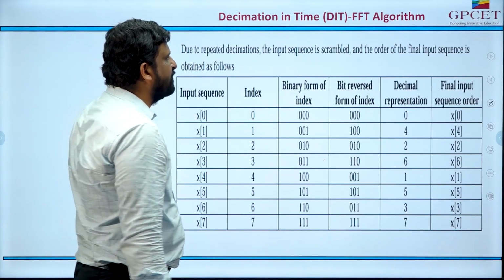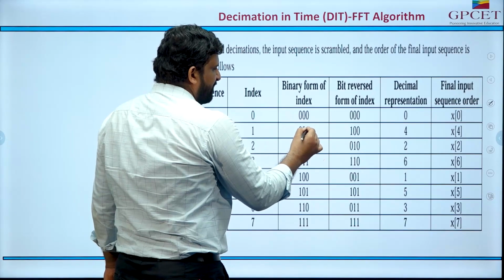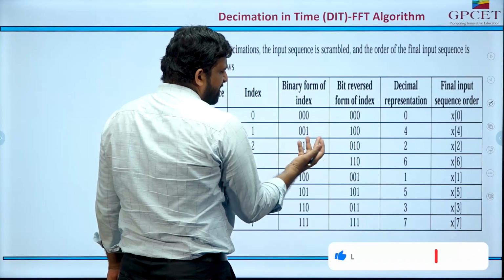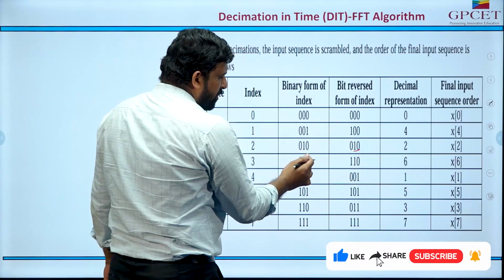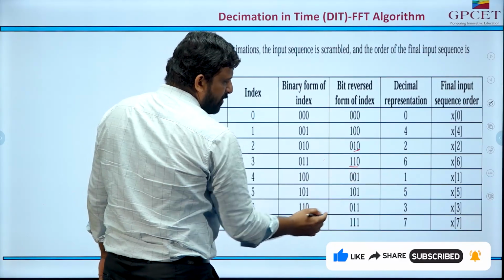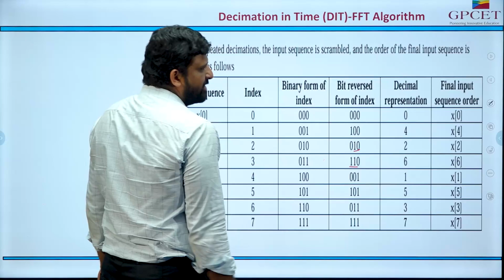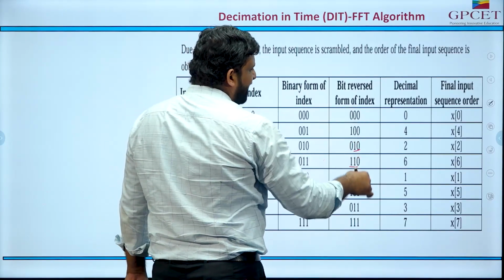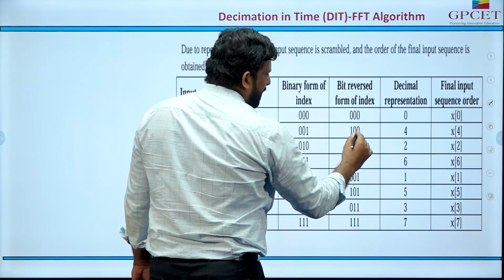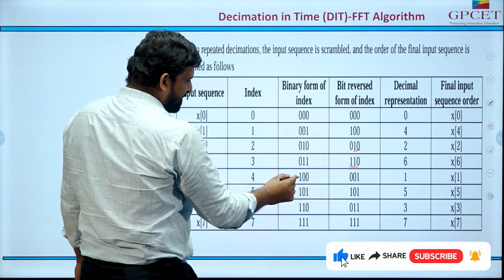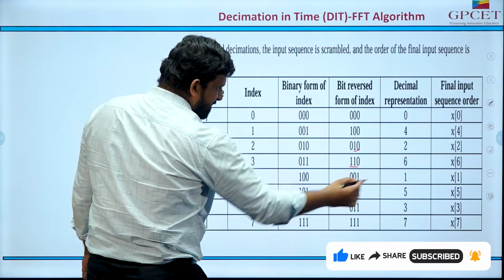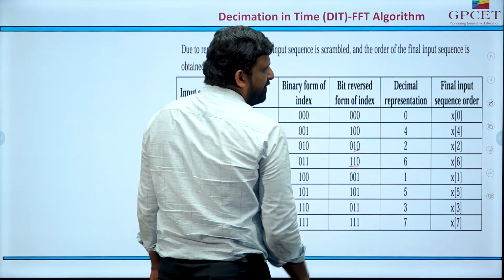If I bit reverse this form of index, for example 001, I reverse it totally and it becomes 100. 010, if I reverse it, will be the same. 011 becomes 110. 100 becomes 001. These are the values I got after bit reversal. Taking the index values for this bit-reversed form, 000 means 0, 100 means 4, 010 means 2, the same value, and 110 means 6. Like this, I have indicated the decimal representation.